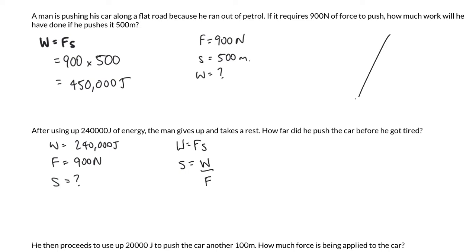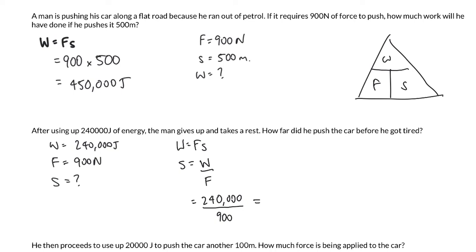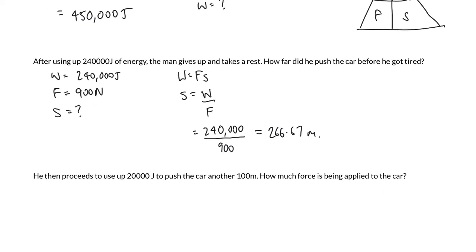Okay, you can write out the triangle here, W F S. If you're looking for S, then you will have W over F. We substitute in those values, 240,000 over 900, which happens to equal 266.67 meters. All right, so list out what you know, write out the equation, rearrange the equation if you need to, and then do the calculation. Let's read the next bit.